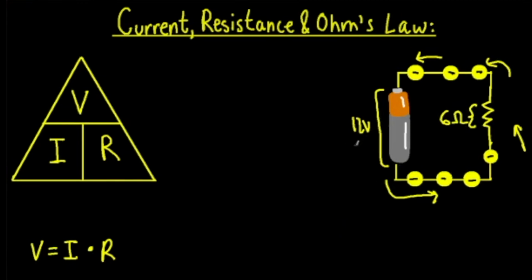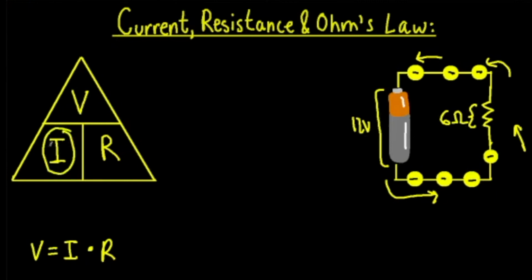So let's try and solve for the current in this circuit. We know that the total voltage is 12 volts because the battery is supplying 12 volts. And there's only one resistor in the circuit, so we know that the total resistance of the circuit is 6 ohms. So if we want to find the total current of this circuit, we're just going to use Ohm's law. And let's say in this case we're trying to find the current, so let me circle the current here.